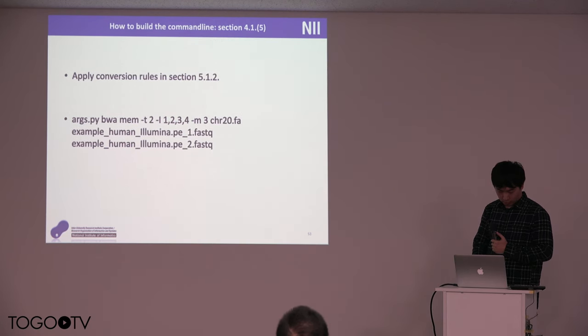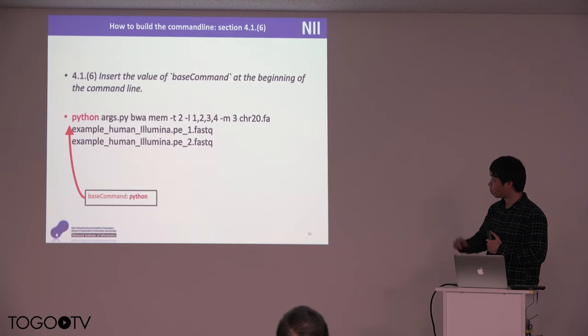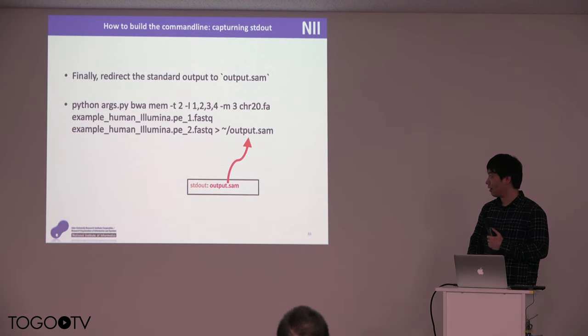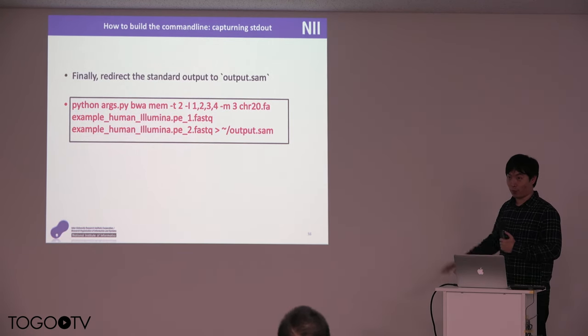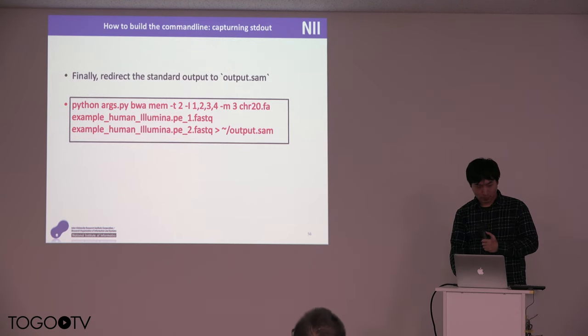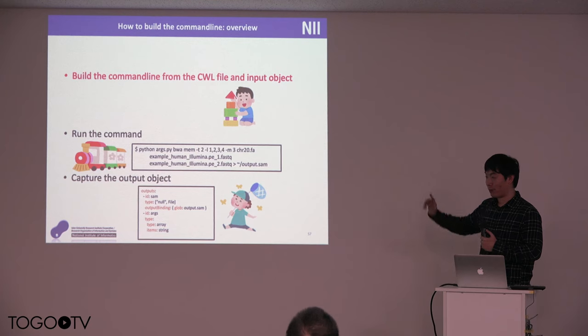Okay, and so after that, we can insert the value of base command, this one, Python, at the beginning of this command line. And finally, by using this out field, we can add some redirect path to this command. And okay, so finally we got the command line to be executed for this command line tool. This is the first part.